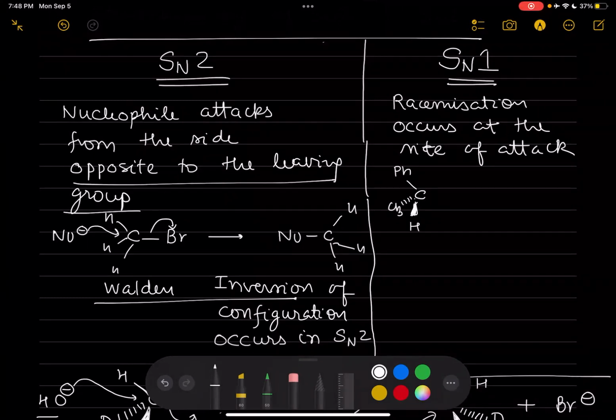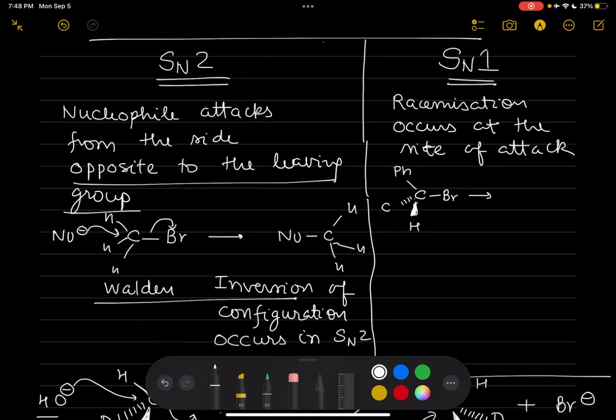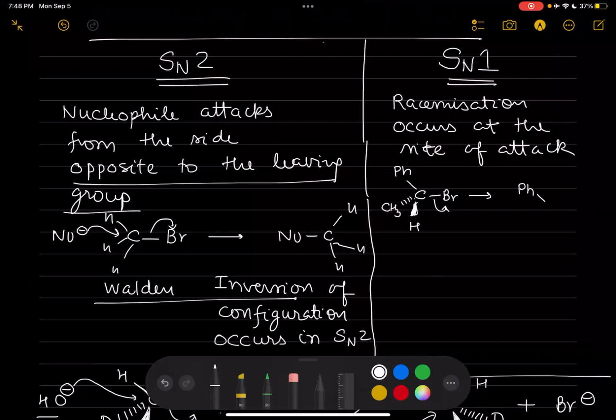So this is a branched substrate. Here the nucleophile can't come in and directly attack because it is very bulky: Ph, which is C6H5, and methyl are there. So what you do in SN1, the Br first breaks slowly away from the molecule and you have this cation.